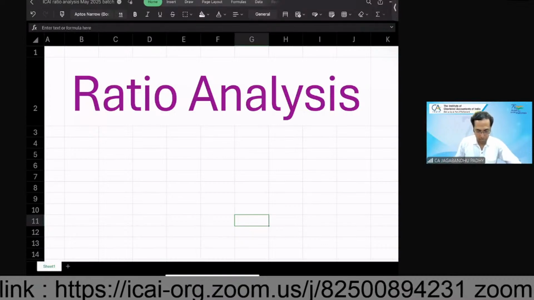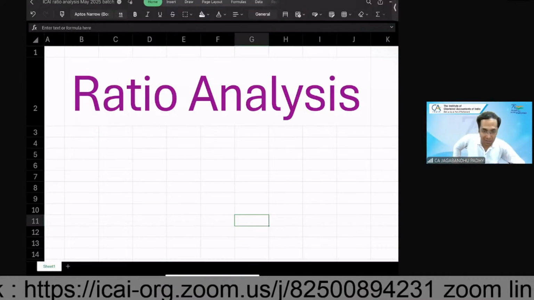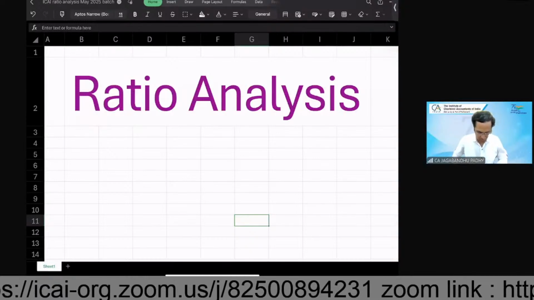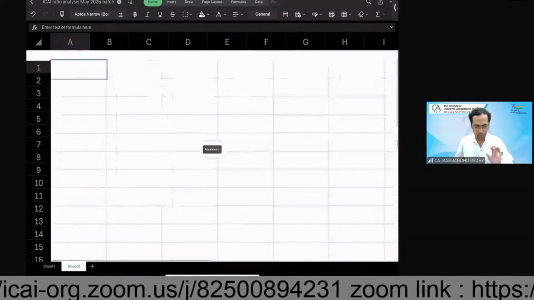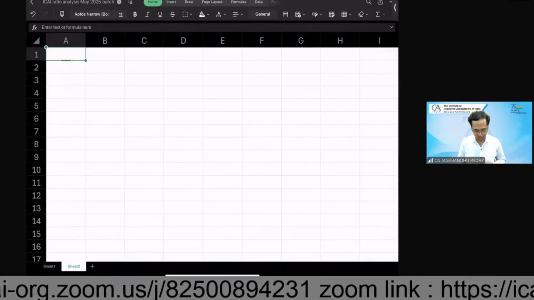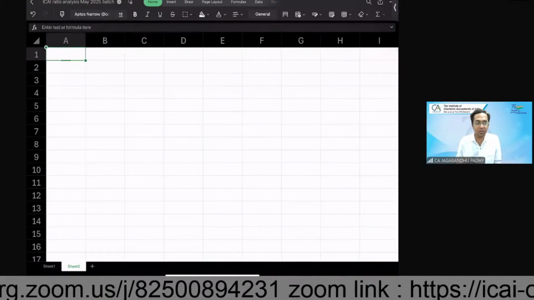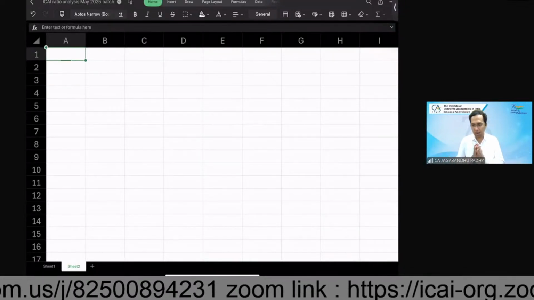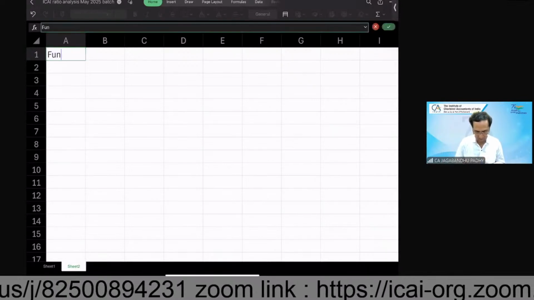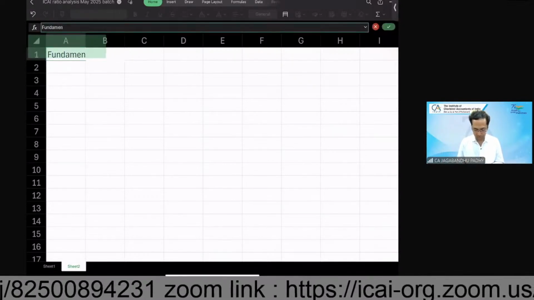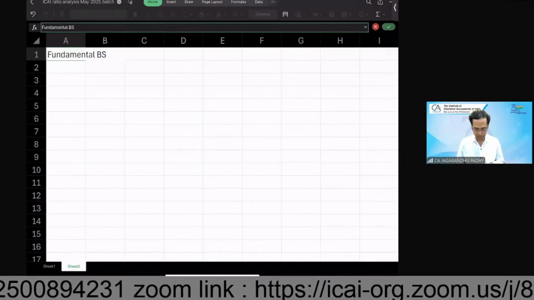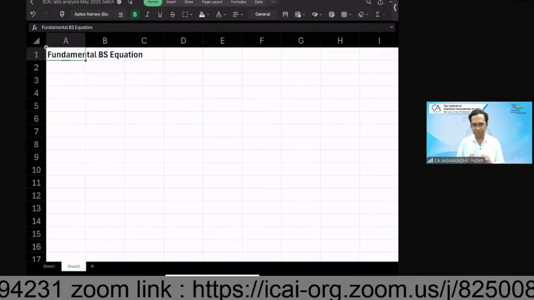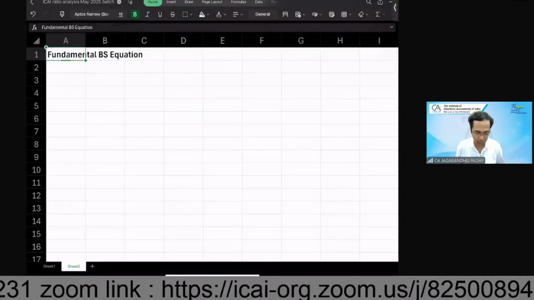Okay, now let's get started with this topic with a very simple concept. Before we start with the ratios, we would like to have a very clear understanding of a fundamental balance sheet equation. This is a very basic thing that we all should be aware of.